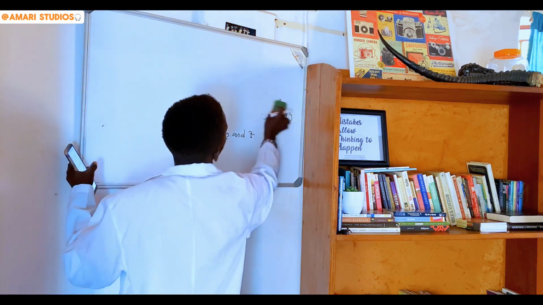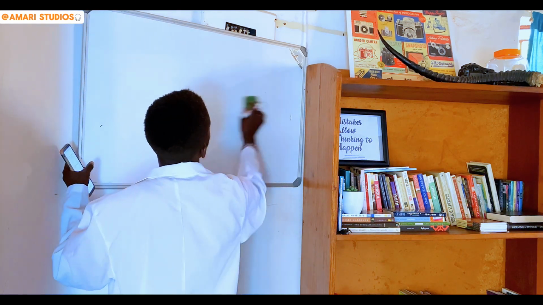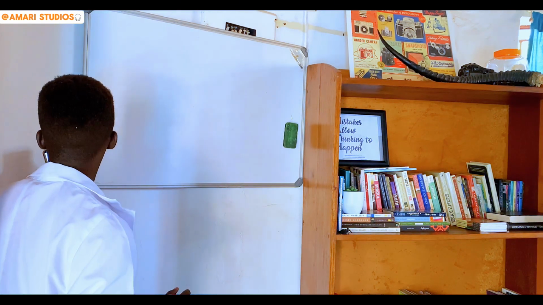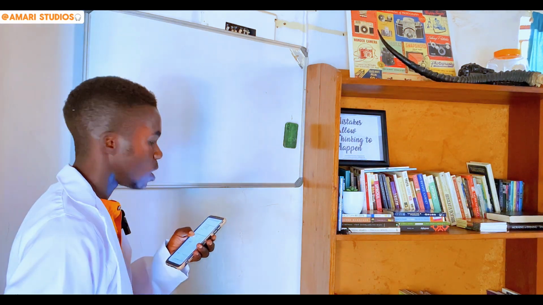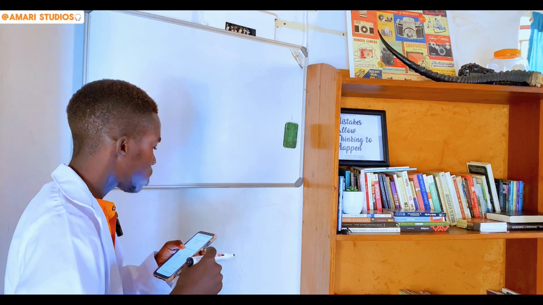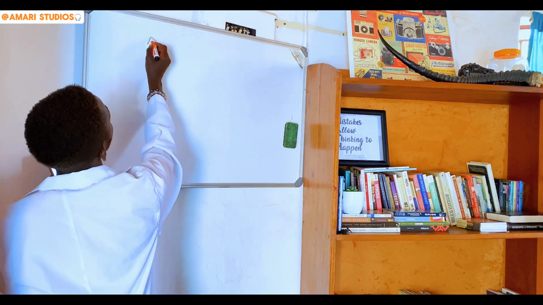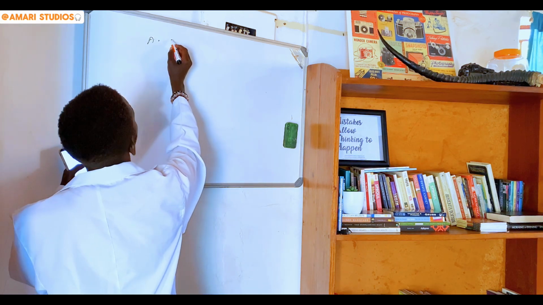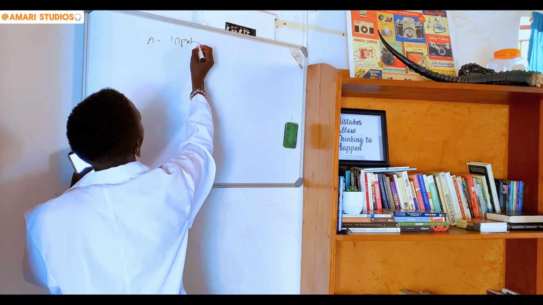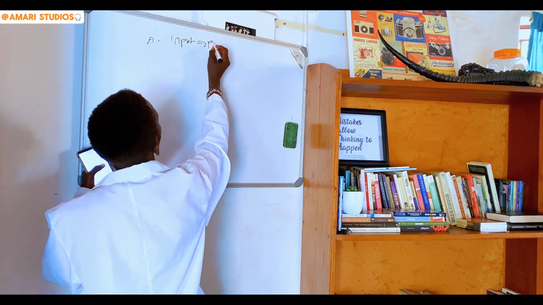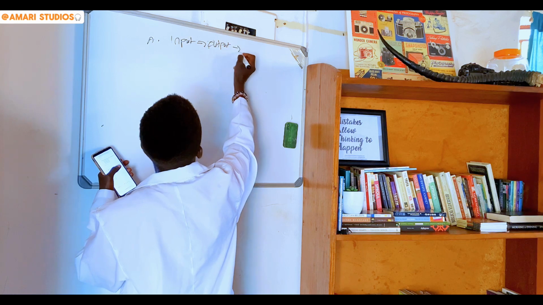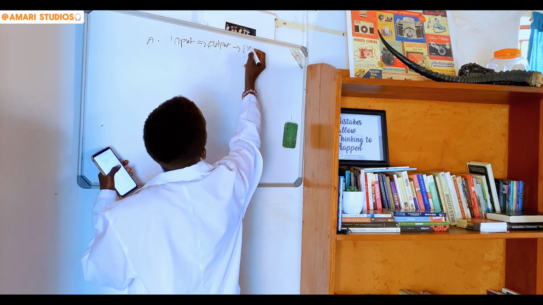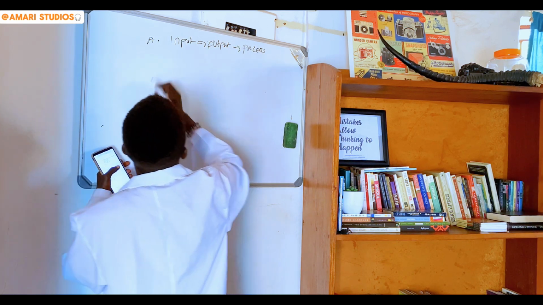Question 8. Question 8 is simple. Which of the following is the correct order of a computer operation? So we have A there: input, then output, lastly process. Input, output, process.